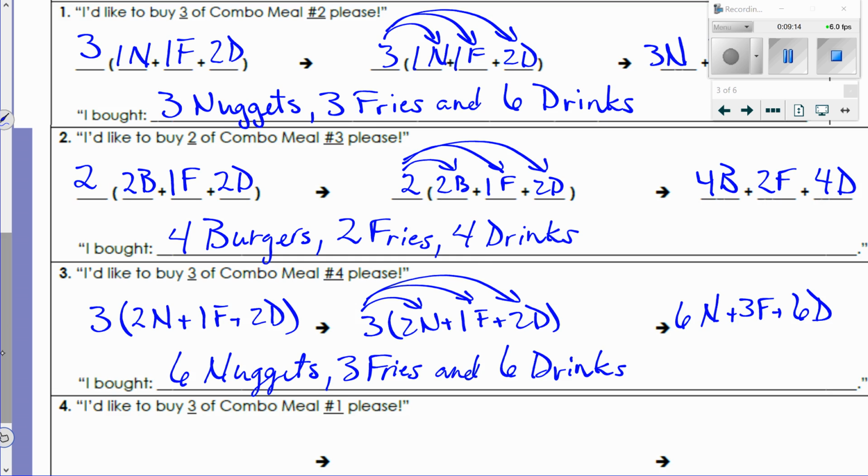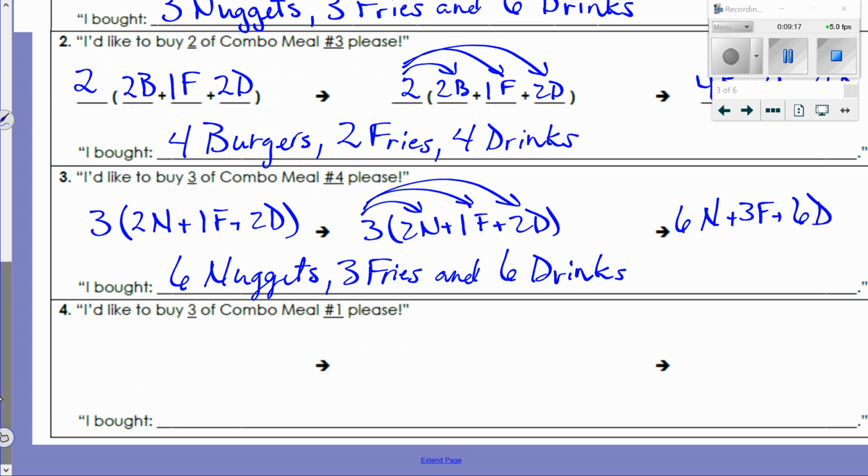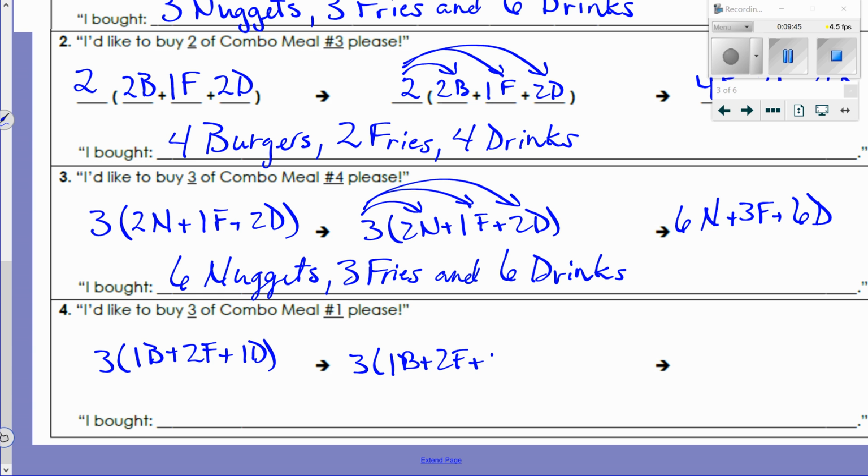Okay, let's do our 4th one. We're doing now 3 combo meal number 1s. So I have 3 sets. Combo meal number 1 has what in it? 1 burger, 2 fries, and 1 drink. Okay? So I have 3 of the meals with a burger, 2 fries, a drink. I now distribute all this difficult work. Oh my goodness, I have to draw all those arrows.